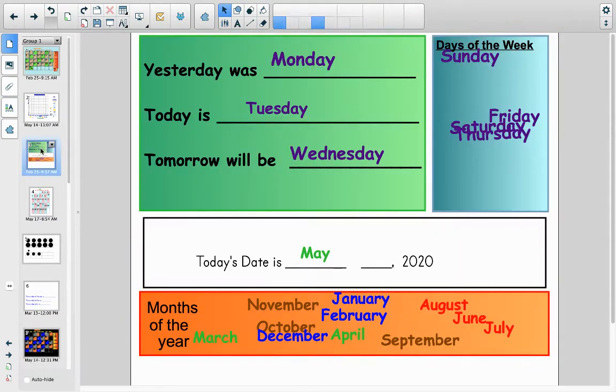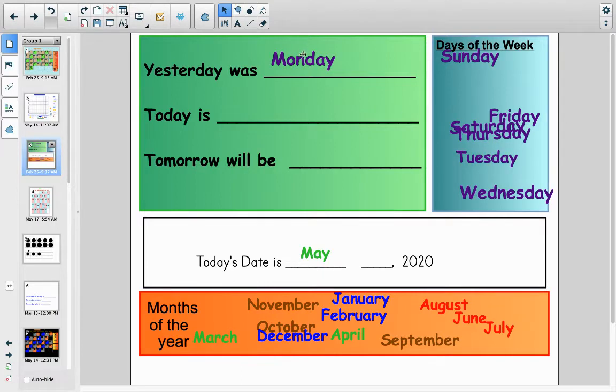Days of the week. Days of the week, days of the week. There's Sunday and there's Monday, there's Tuesday and there's Wednesday, there's Thursday and there's Friday, and then there's Saturday. Days of the week.